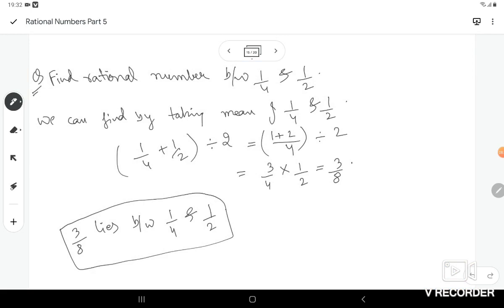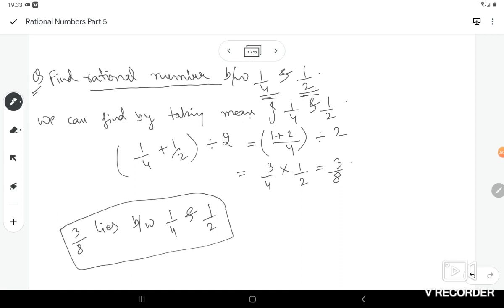Now let us discuss another technique of finding a rational number between two rational numbers, that is using the mean technique. So the question says: find a rational number between 1 by 4 and 1 by 2. Generally we use these techniques for finding up to 5 rational numbers, not more than that, between two rational numbers. But we can use them for finding more than 5, maybe 10 or 20, but that becomes difficult.